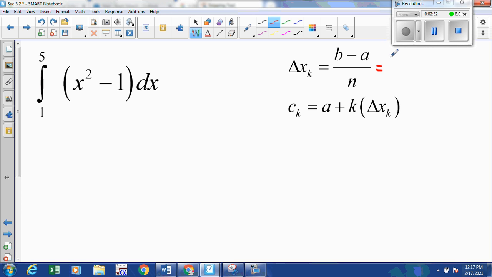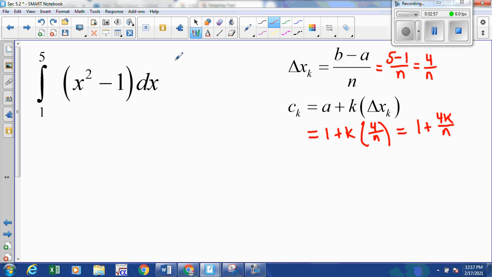First, let's find our delta xk. This is b minus a over n, which is 5 minus 1 over n, which is 4 over n. And this one will be a little different from our last example because our a is not 0. Last time it went away. So c sub k is a plus k delta xk, which is 1 plus 4k over n.